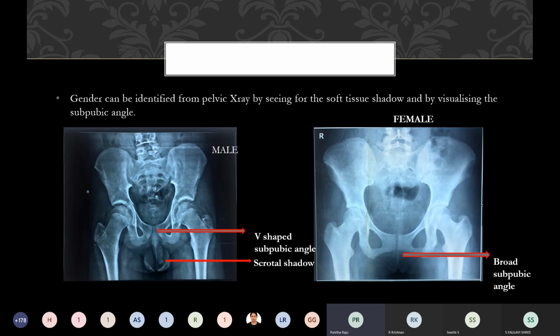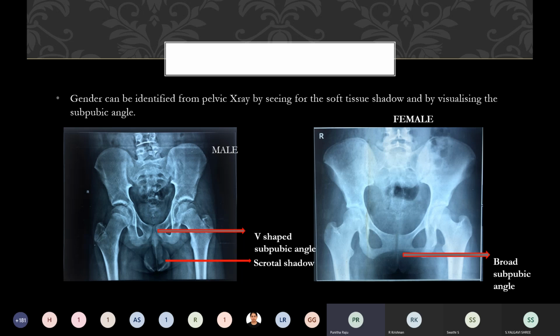So this is the slide showing you how you identify whether it belongs to male or female. There are two important points that will tell you whether the given X-ray belongs to male or female in case of pelvic X-ray. The first one is you should look for the soft tissue shadow. Just concentrate on the left hand side. Okay, you have one X-ray. I have named it as male 1. Here you can see the scrotal shadow. Okay. The scrotal shadow is just oval in shape. So that suggests that it is a male X-ray.